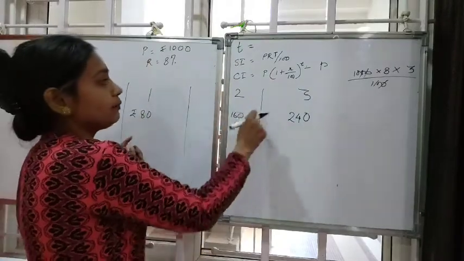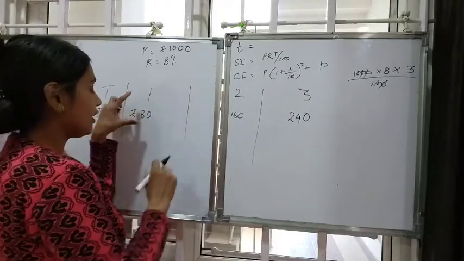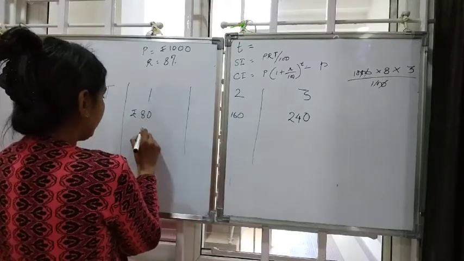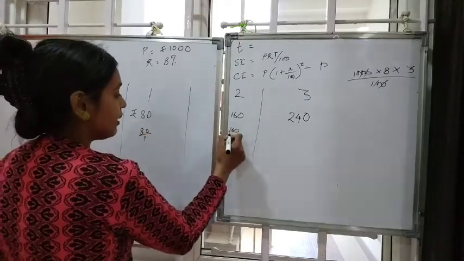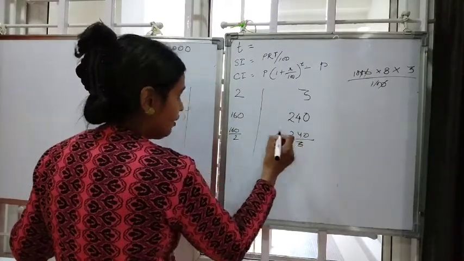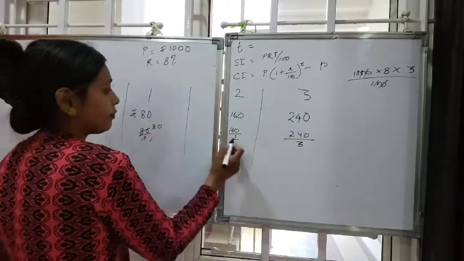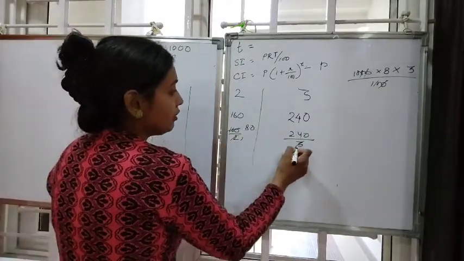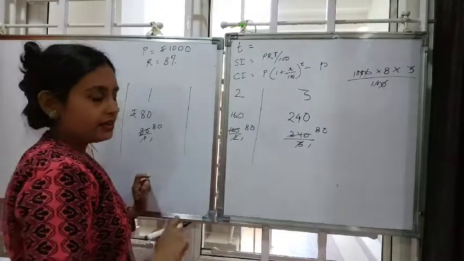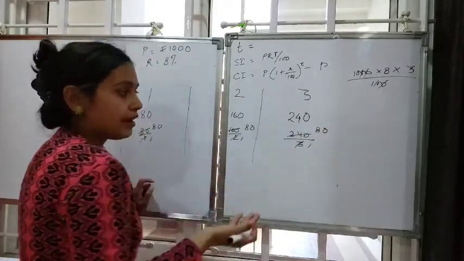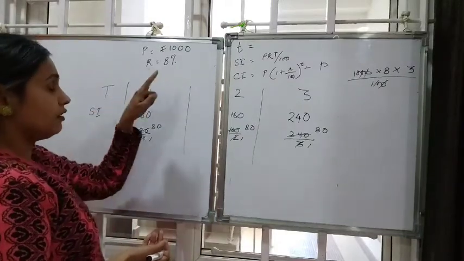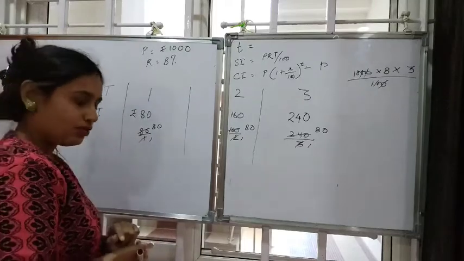Now we have to find whether it is going in direct proportion or not. So we divide: 80 by 1, here 160 by 2, and here 240 by 3. 80, 2 ones are, here also 80, 3 ones are, here also 80. So the ratio you can see is 80 by 1, 80 by 1, 80 by 1, right? So here the ratio is the same, yes, hence simple interest is in direct proportion with respect to T.